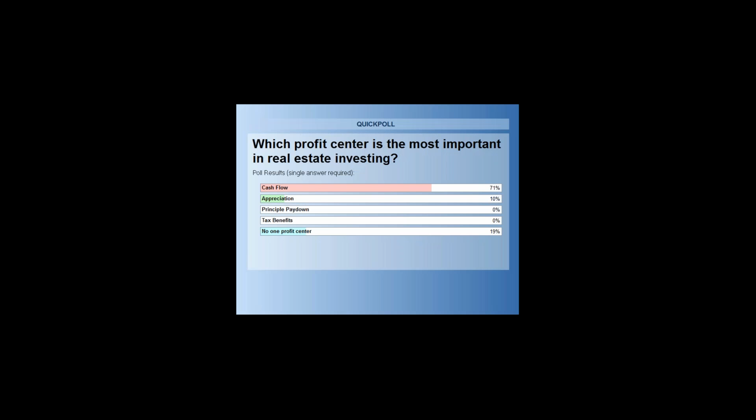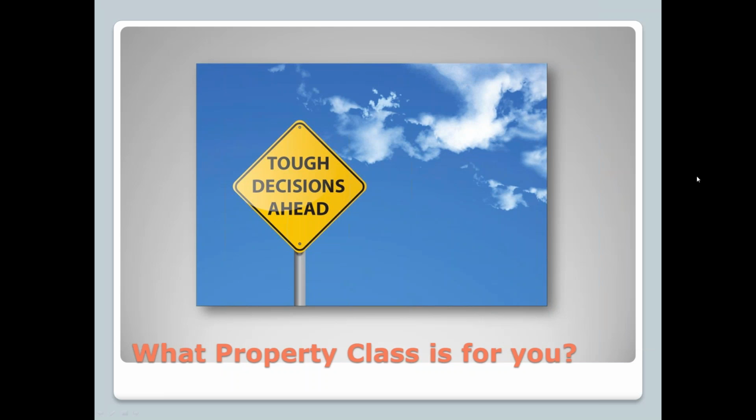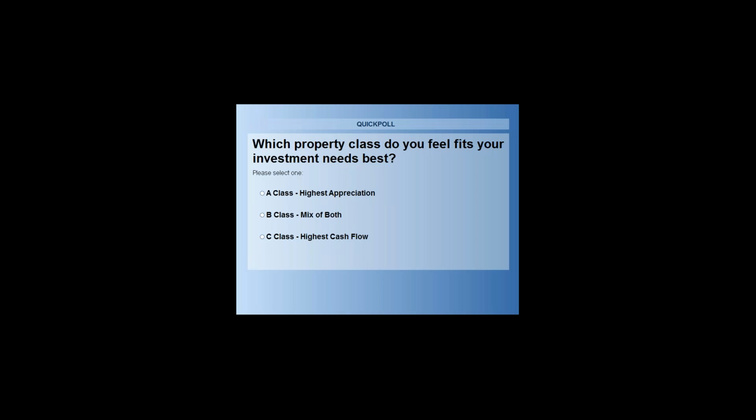Did you guys ever see the results from the last one? Okay, so let's do one more here. So which property class do you feel fits you best? A for appreciation, B for both, or C for cash flow? I'll give you guys about 10 to 15 seconds to fill that out, and then I'll go ahead and share the results again.